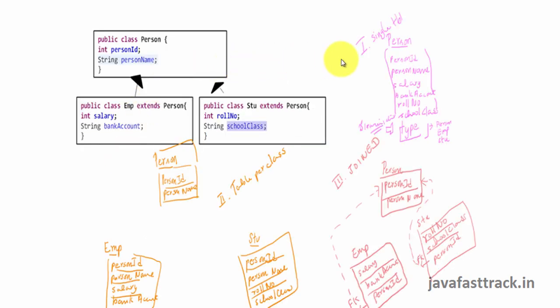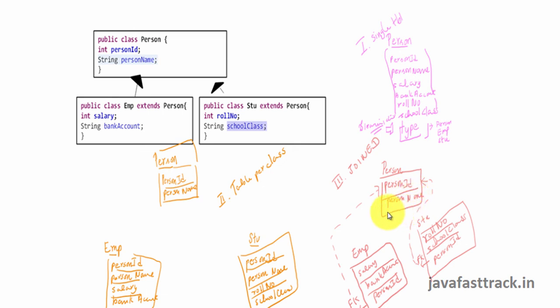These were the three strategies. In the single table strategy, one table with discriminator. In the table per class strategy, we have three tables for person, for employee, for student. In the joined strategy also we have three tables for person, for employee, for student. The only thing is we have a foreign key relationship created by Hibernate, so that you don't have to repeat all the columns again and again.